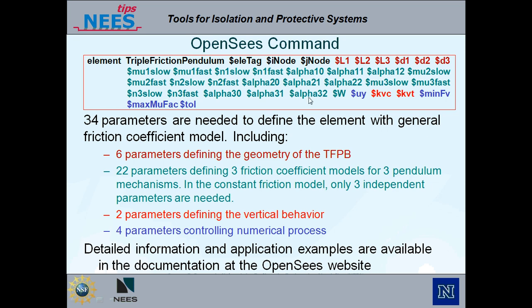This is the command defining the element in OpenSees. 34 parameters are needed to define the element with general friction coefficient model. For simpler friction coefficient model, the number of independent parameters is smaller. The detailed information and application examples are available in the documentation at the OpenSees website.